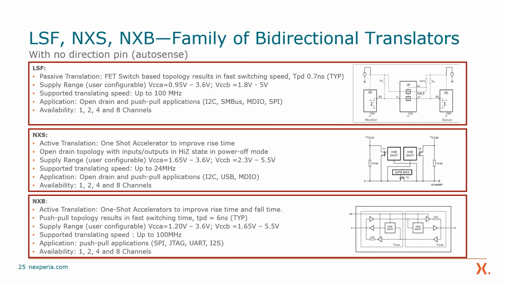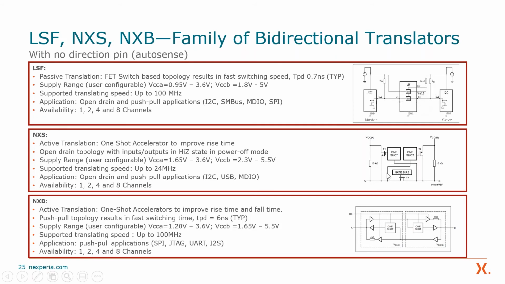So the LSF family, the NXS family, and NXB family, some of the key features and differences between the 3 are shown on the slide. I'm not going to go through each one of these, but you can see the voltage range, the supply range that you can translate between from one domain to the other, the speed, and also the target application that they're used in. And as I was saying, one of the key differences here is the amount of capacitance that these translators can drive, in terms of the load capacitance or the stray capacitance of the trace.